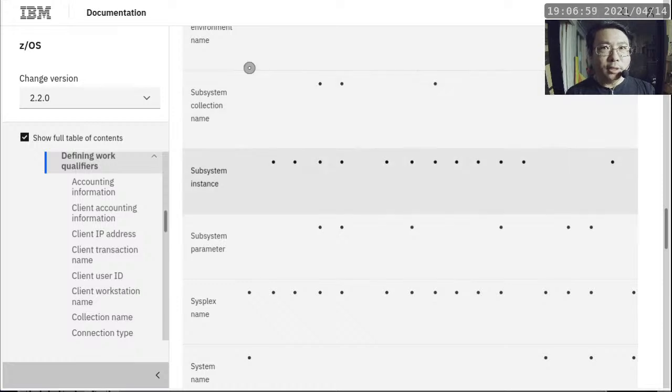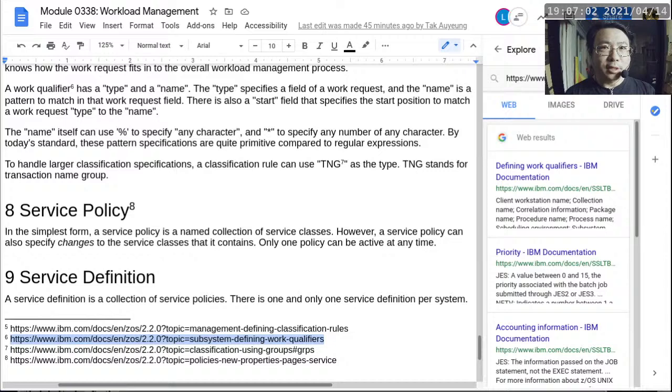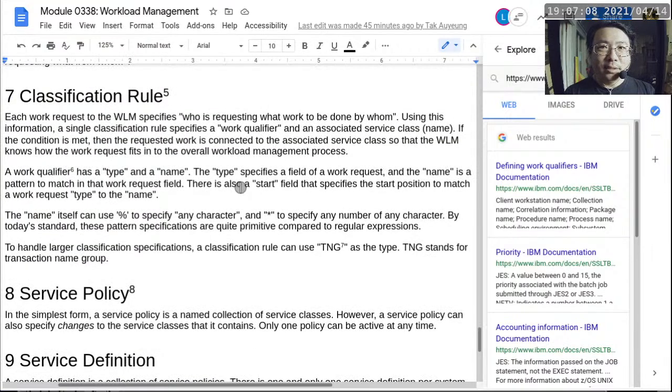Is that helping, or is it making it even more confusing? A little bit more confusing. Okay. Let me see if I can think of an analogy.